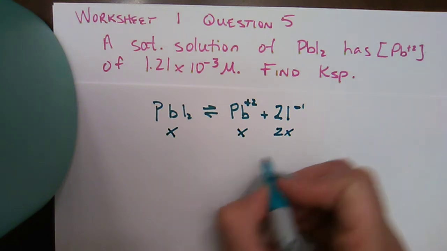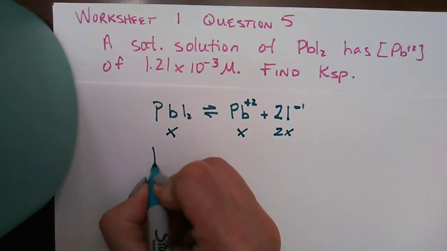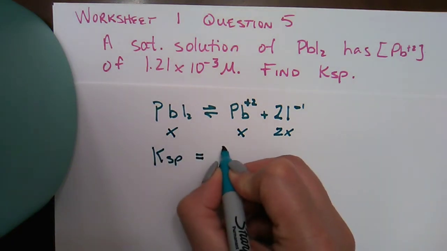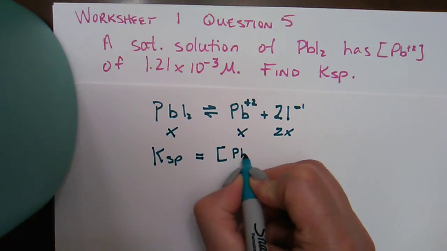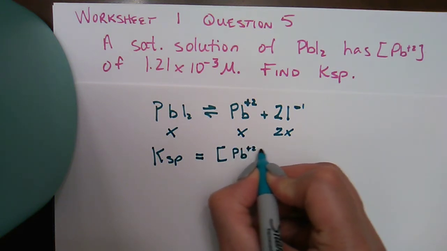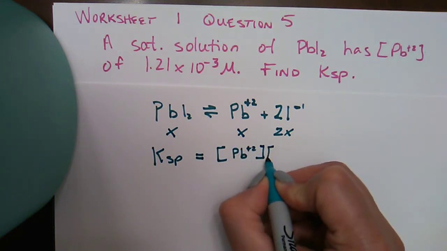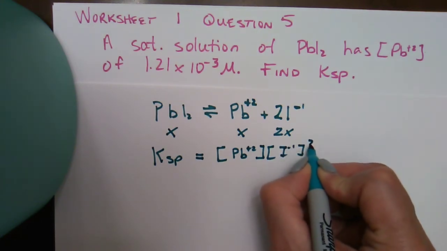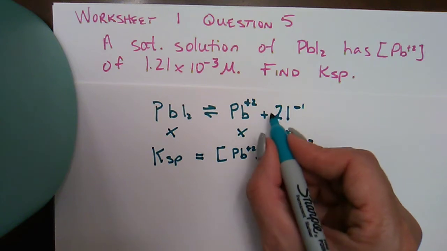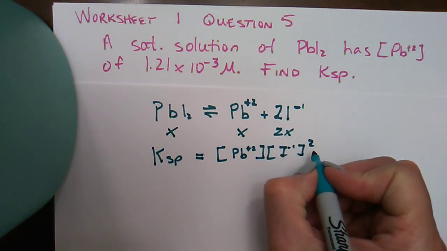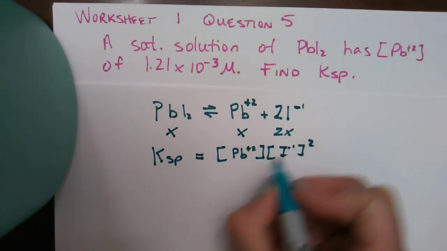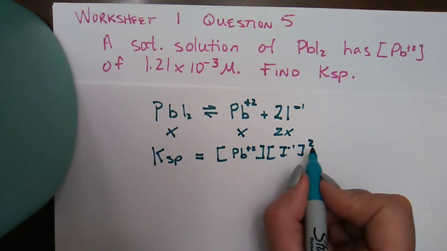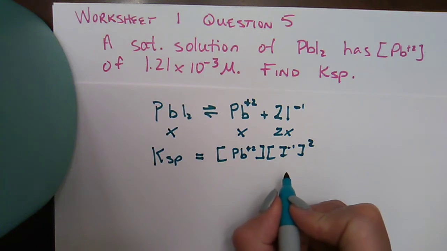Step 3 of my big 3 steps is my Ksp expression. Ksp is going to be equal to the concentration of my lead 2+ ion times the concentration of my iodide 1- ion squared. Remember that the 2 here as a coefficient becomes the power in the Ksp expression. Again, a Ksp expression will show the ions and the way that we're going to multiply them.